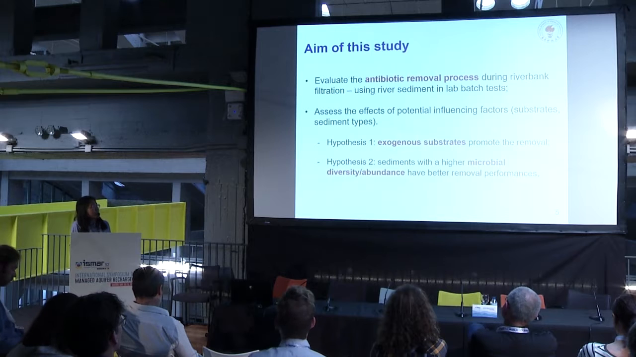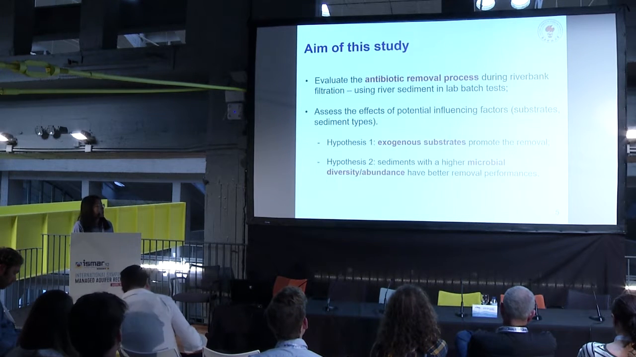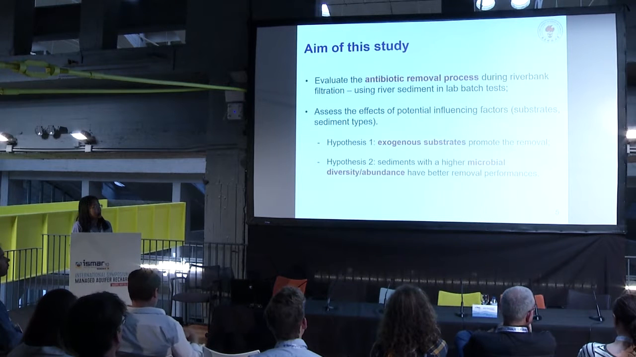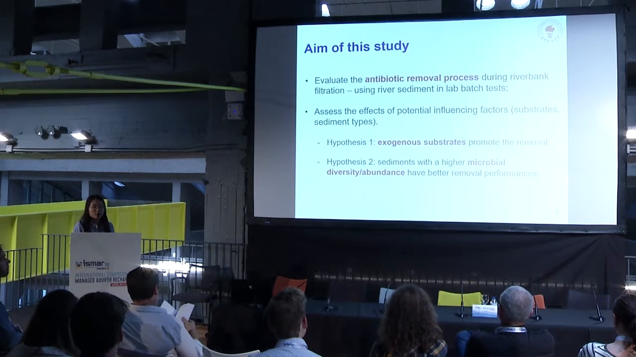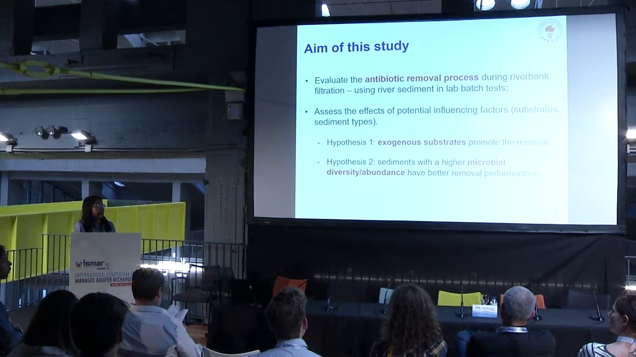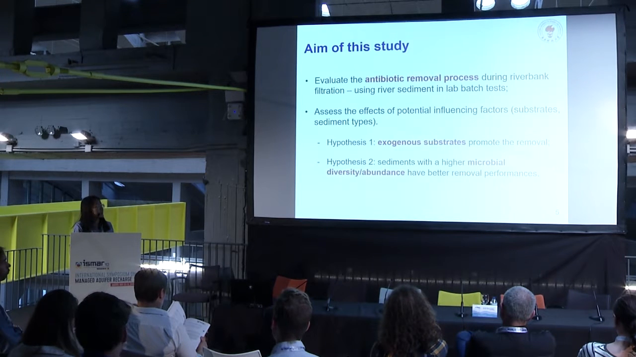So the aim of my study is to evaluate the removal process of antibiotics during riverbank filtration. In my study, I focus on a lab scale study, and also assess the potential influencing factors on the removal performance, like substrate and different sediment types, based on two hypotheses. The first is that extra substrate like organic carbon and inorganic nitrogen can favor the removal performance. The other hypothesis is quite simple: different sediment types can have different removal performance. Sediment with higher microbial abundance or diversity may help remove the micropollutants.